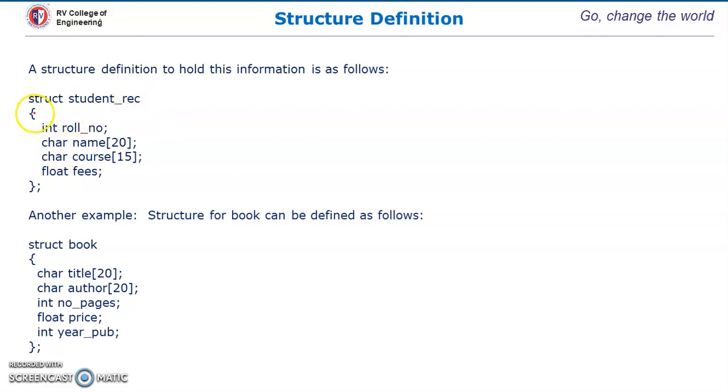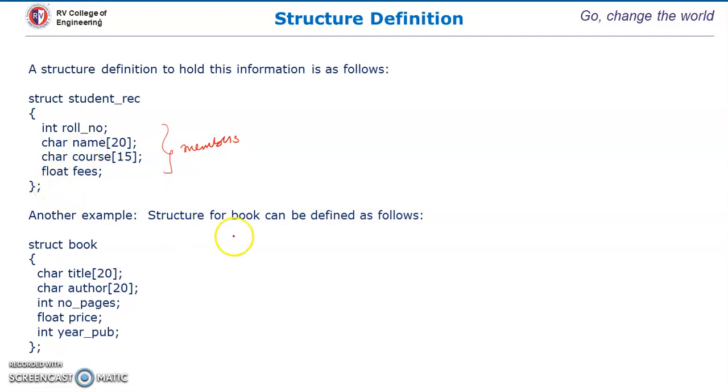Then we write the opening curly brace, and within the curly braces we write the structure members. These are the members of the structure. What fields will student record have? It will have roll number, which is of integer type. Then the name of the student will be a character array because it will be string data, the course will also be a character array, and fees will be float type. This is how we write it, then we close the curly bracket and write a semicolon.